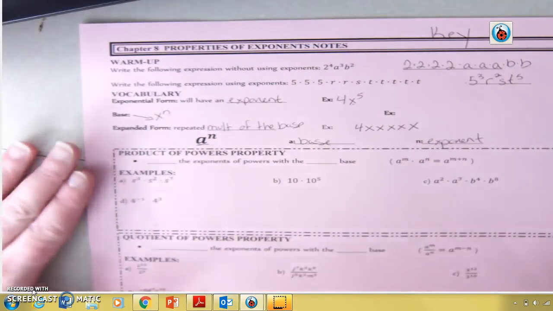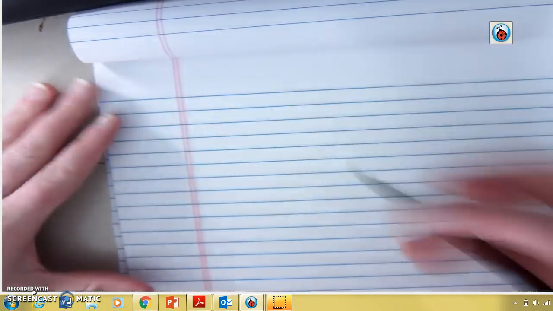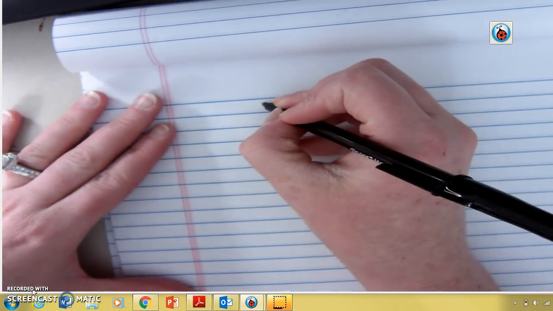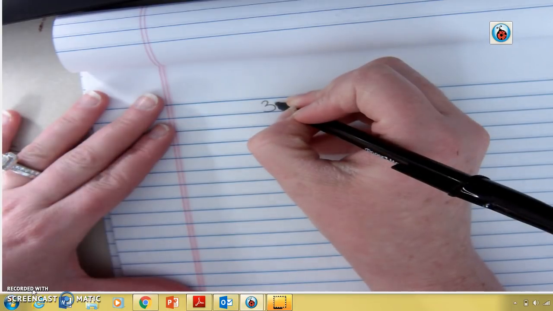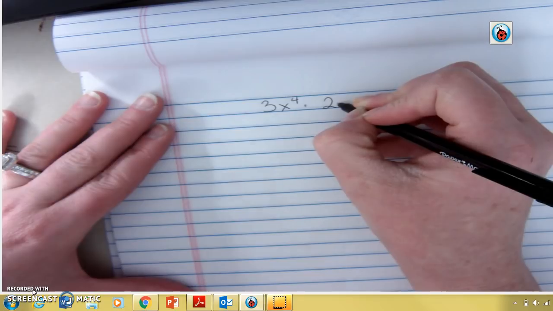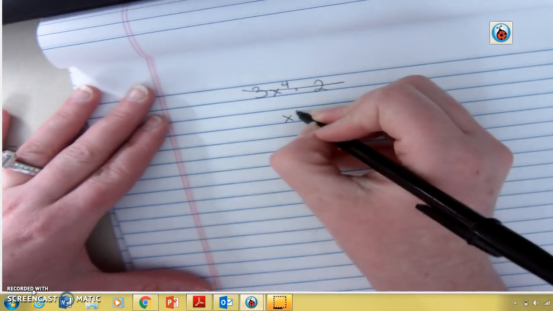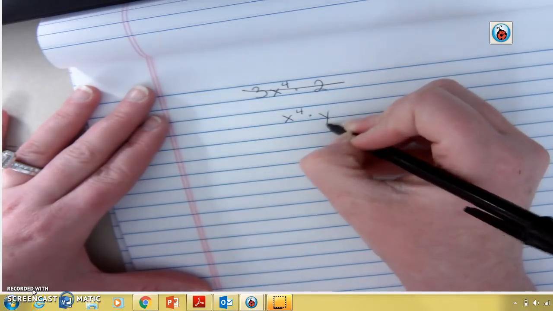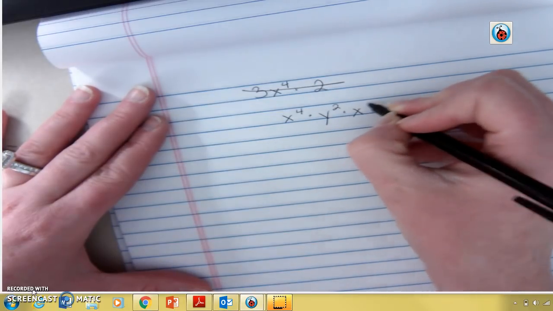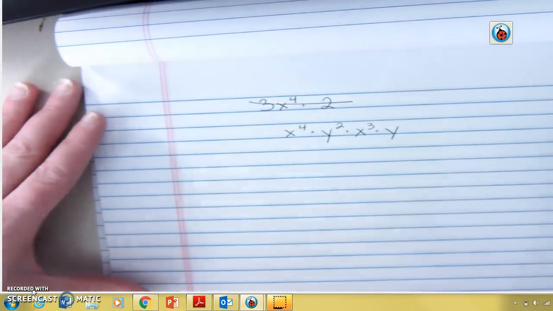All right, so before I go on to the product of powers, I want to go over that rule and how it exists. So if I give you the problem, 3x to the 4th times 2, no, I don't even want that, sorry guys. Let's do x to the 4th times y to the 2nd times x to the 3rd times y. And I asked you to simplify that.